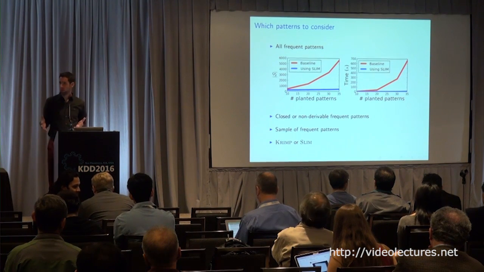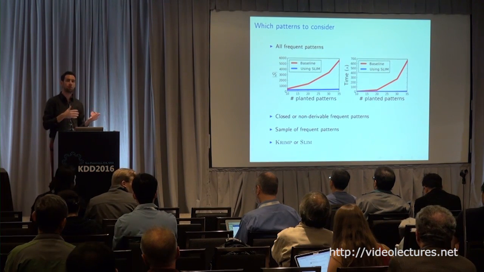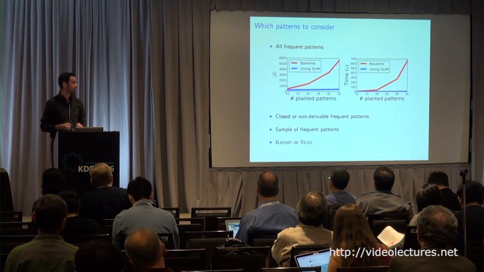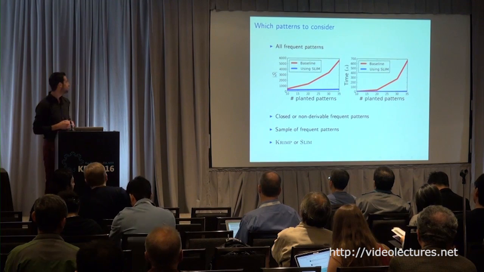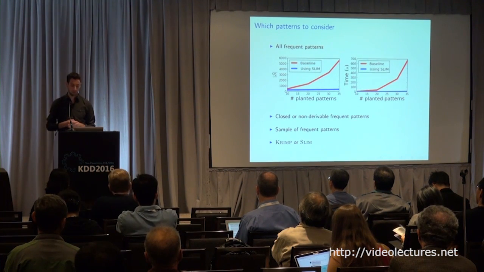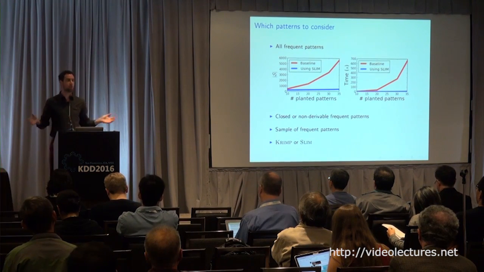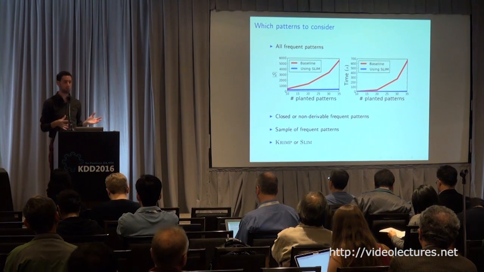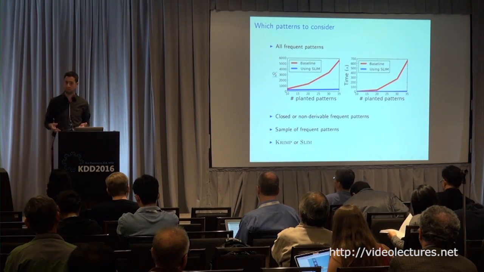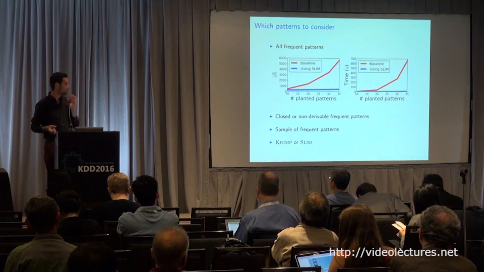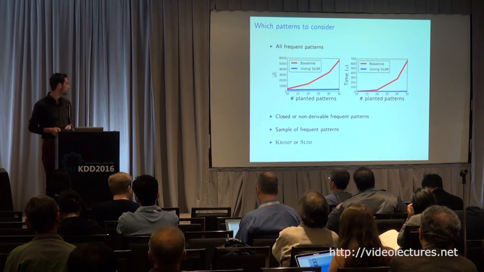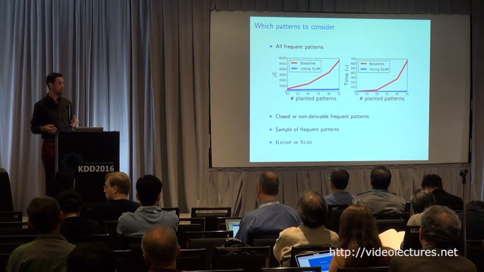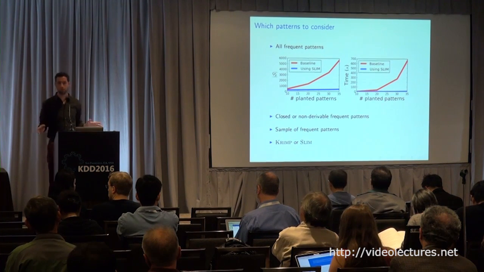So we need a smaller set, but we don't want to lose information. We don't want to miss patterns that will give you anomalies. Closed or non-derivable frequent patterns reduce the size of this set, but not by enough. You can sample patterns from this big set, but it's very difficult to choose the sample size, and maybe we get unlucky and miss interesting or important patterns. So we chose to use CRIMP or SLIM, which are two algorithms that basically make a summary of the set of all frequent patterns.